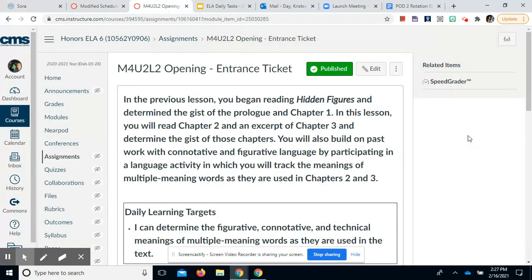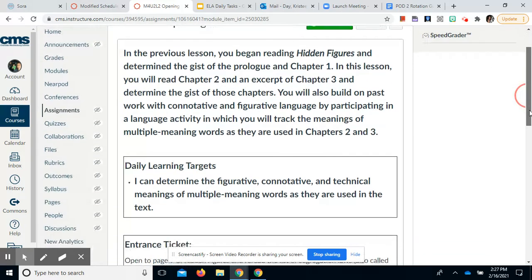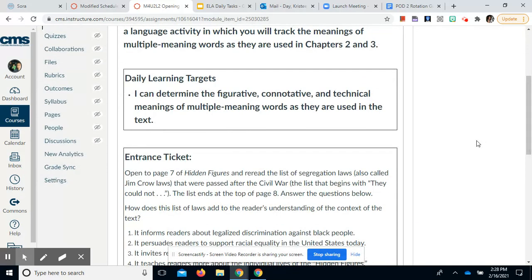In the previous lesson, you began reading Hidden Figures and determined the gist of the prologue in chapter 1. In this lesson, you will read chapters 2 and 3 and determine the gist of those chapters. You'll also build on past work with connotative and figurative language by participating in a language activity in which you will track the meanings of multiple meaning words as they are used in chapters 2 and 3. Learning target for today: I can determine the figurative, connotative, and technical meanings of multiple meaning words as they are used in the text.